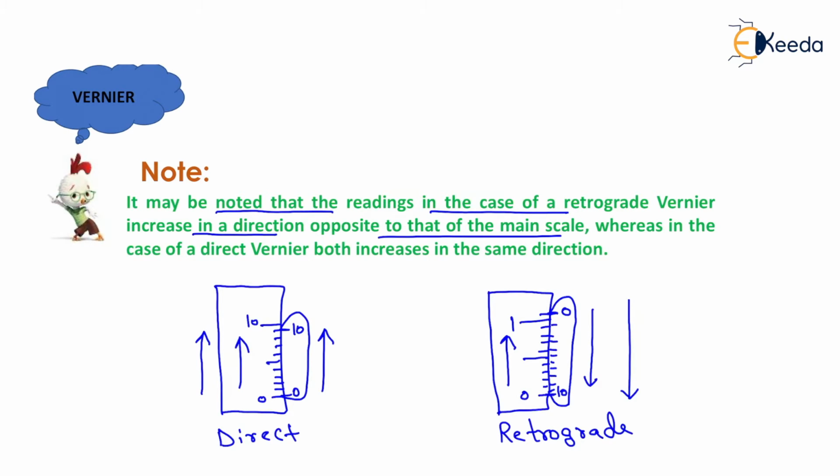So a note is shown here: it may be noted that the reading in the case of retrograde vernier increases in a direction opposite to that of the main scale, whereas in case of direct vernier both increase in the same direction, which is shown here. Now that is all about the vernier.